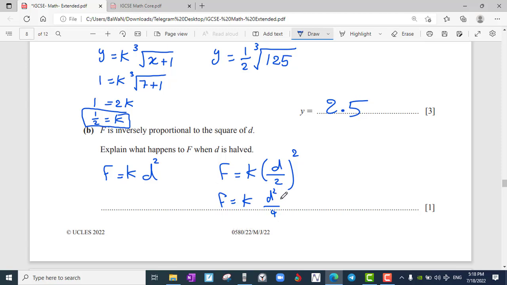If we have this over 4, we can see it's divided by 4. Look at F. F was equal to kd squared. Now F is equal to kd squared over 4. So it will be divided by 4. What happens to F? It will be divided by 4.